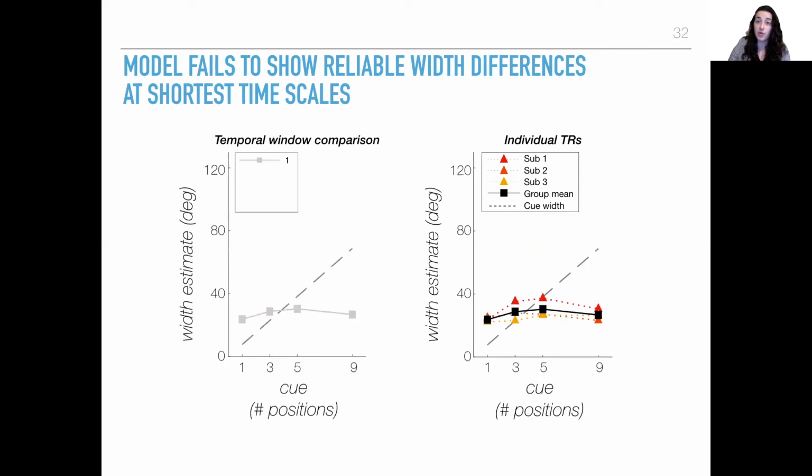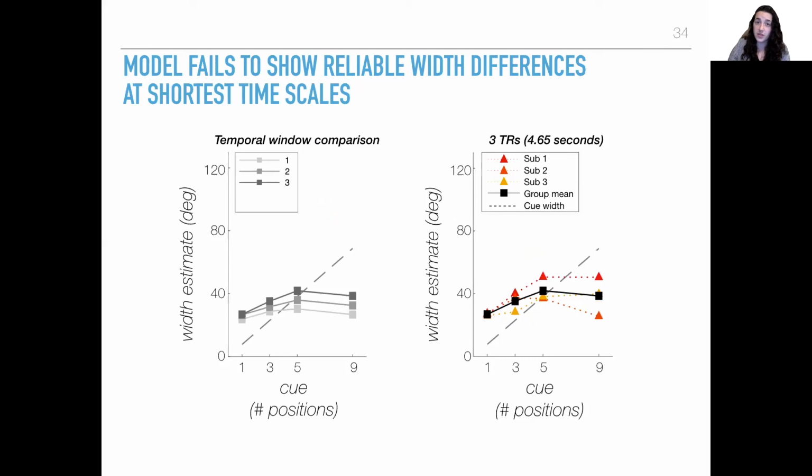We can plot the group average over here on the left as we step through increasing temporal windows. So for 2 TRs, or 3.1 seconds, we see a slightly greater increase in width estimates as the cue broadens. 3 TRs, or 4.65 seconds, shows a more notable increase, especially over the narrower 3 cues. The widest cue seems a bit more variable across participants. This is increasingly true for 5 TRs, or 7.75 seconds.